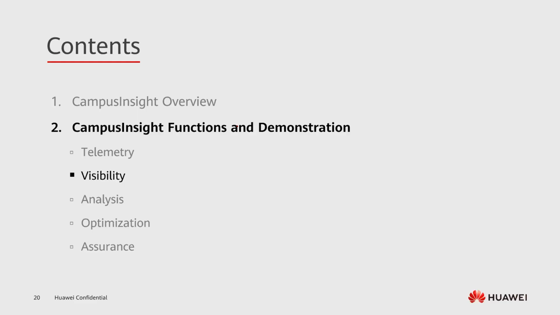And for the other functions, all of them are based on the data that has been collected through telemetry. So this is the first important function of the CampusInsight. And the second part is visibility.